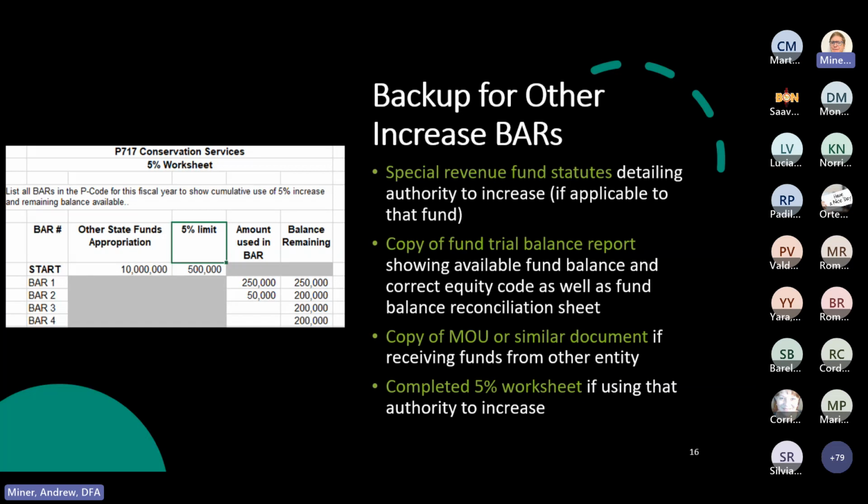So, say you have a $10 million other state funds appropriation, your 5% limit of that is 500,000. So then how much are they using in each BAR? Well, they submitted one BAR previously that uses 250 of that, so they've got 250 left. And now they're doing another one for 50,000, so they've got 200 left after this one. So that's how the 5% worksheet works. Again, all of these forms are available on our website.